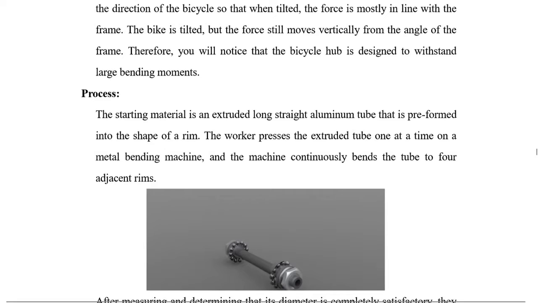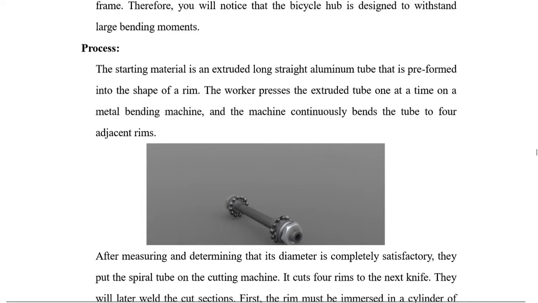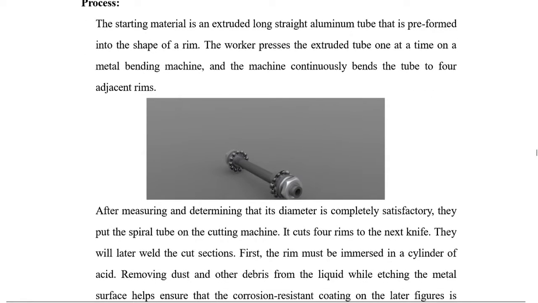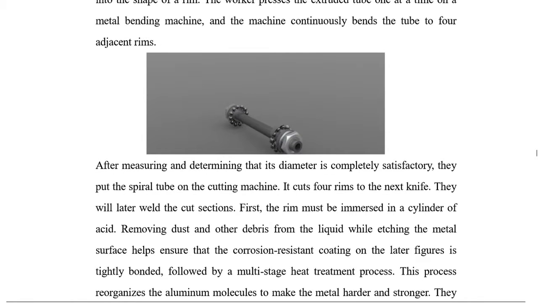The starting material is an extruded long-strain aluminum tube that is preformed into the shape of a ring. The worker presses the extruded tube one at a time on a metal bending machine, and the machine continuously bends the tube to 4 adjacent rings. Then, after measuring and determining that its diameter is completely satisfactory, they put the spiral tube on the cutting machine. It cuts 4 rims to the next knife. They will later weld the cut sections.